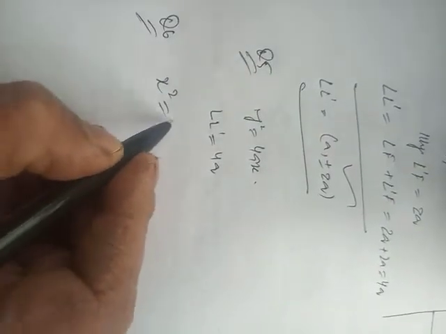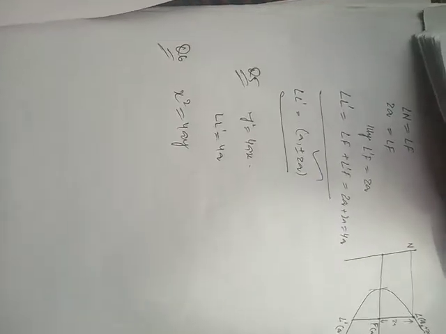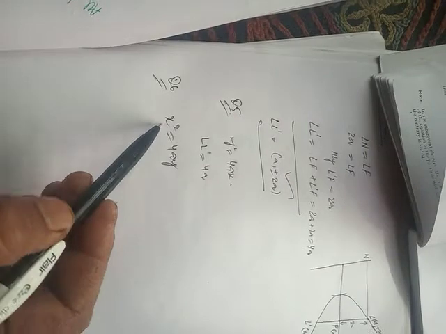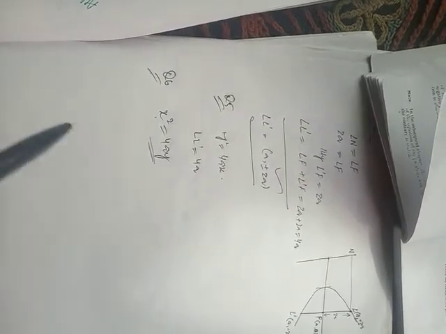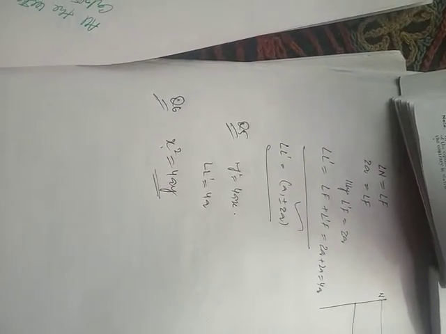Now question 6. Question 6 is x square is equal to 4ay, where a is positive. Can you say what will be its orientation? As I told you earlier, it contains what? The x square term, and here on the RHS it is positive, so it will open upwards. It will be symmetrical about the y-axis, or you can say the positive y-axis.